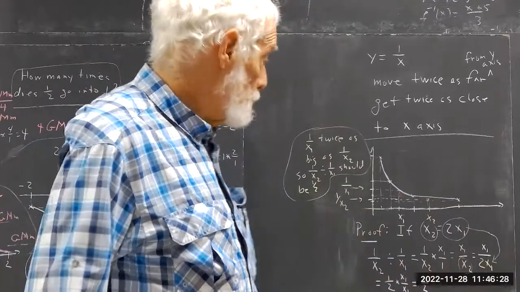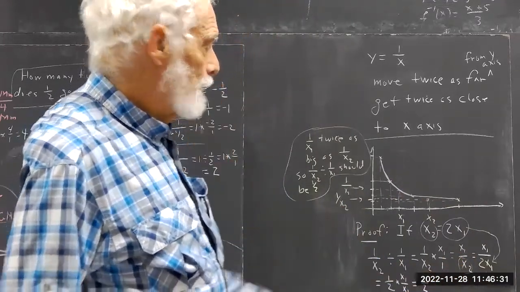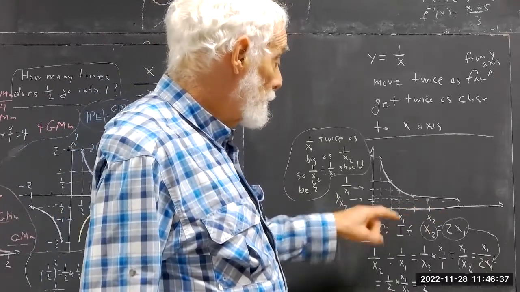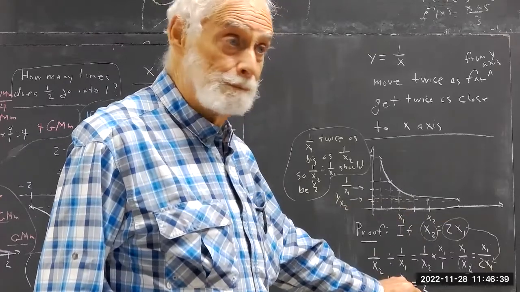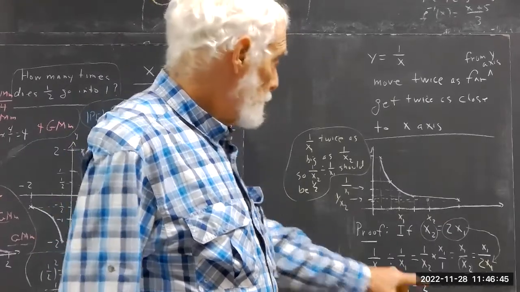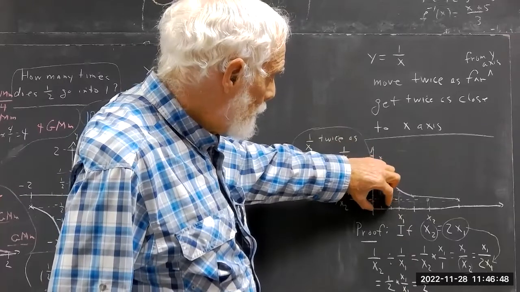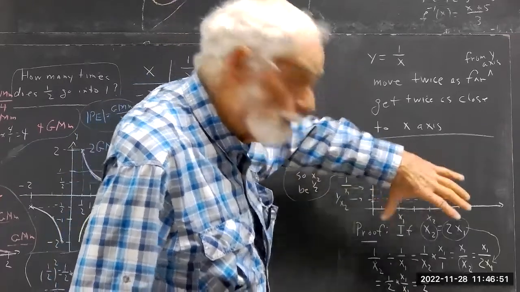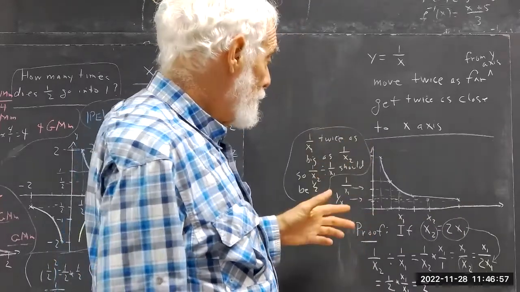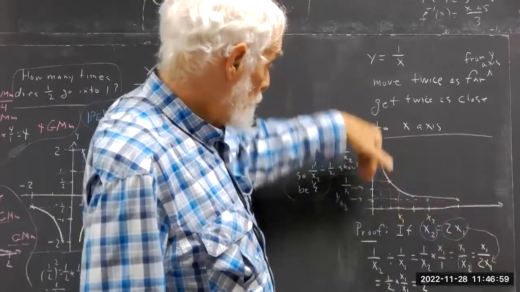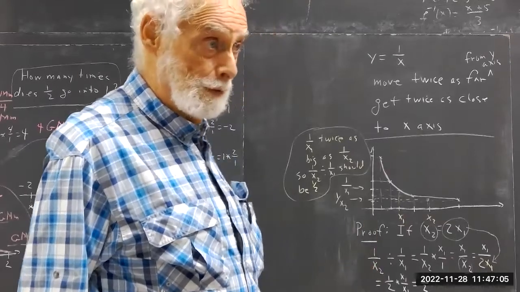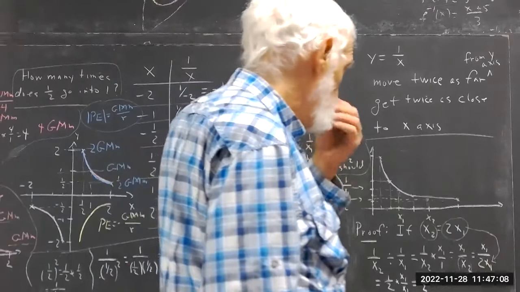Okay. Now what we've just done is we've proven it doesn't matter what x1 and x2 are. As long as x2 is twice as big as x1, this is what we're going to get. Which justifies what I said before. We can construct this graph by moving twice as far, then twice that far, then twice that far, and going half as close to the x-axis. Every time we move twice as far on the x-axis, we get twice as close to the x-axis.